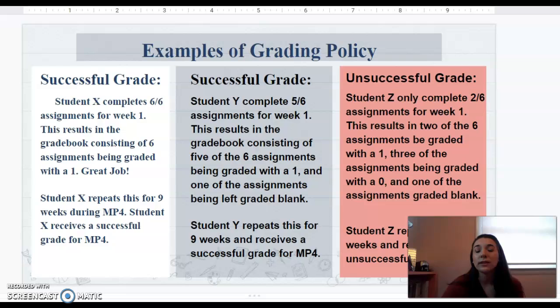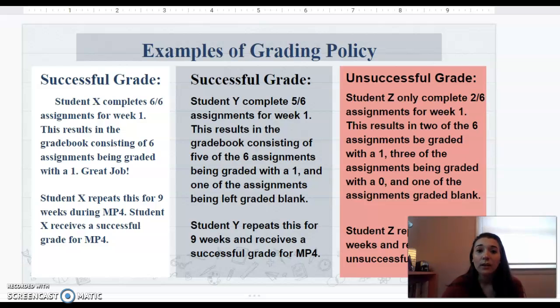Now, a little bit about examples of the grading policy and how it would look if you're having a successful week. Let's talk about Student X. Student X completes 6 out of 6 assignments for week 1. This results in the gradebook consisting of 6 assignments being graded with a 1, which is a great job. All 6 assignments got a successful grade. Student X repeats this for 9 weeks during marking period 4. Student X receives a successful grade for marking period 4 because they did every single assignment and they did them successfully.